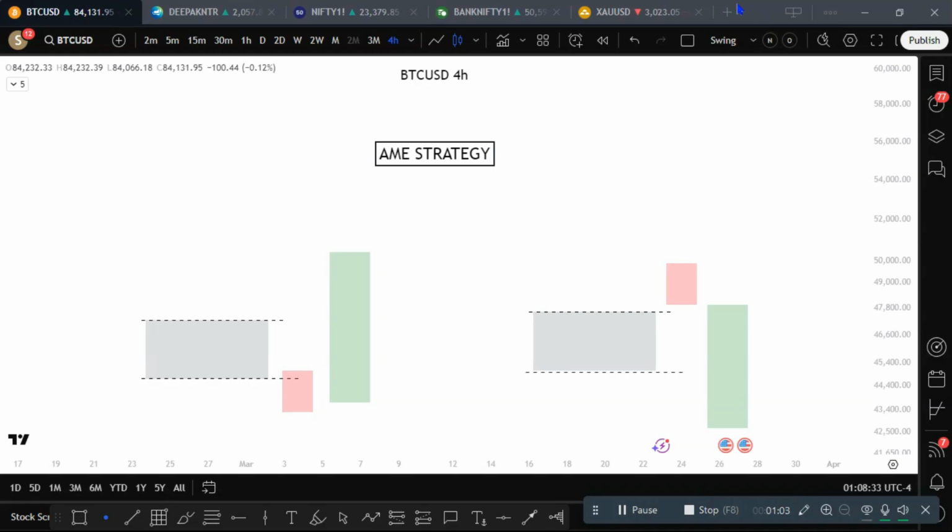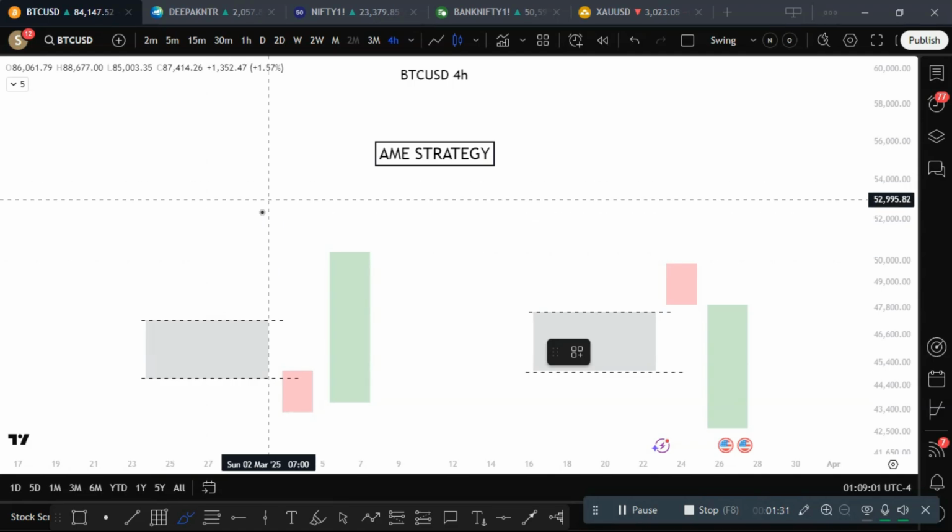The strategy name is AME strategy. AME full form means accumulation, manipulation, expansion strategy. So what we do in this, we need a sideways Asian session. We have 3 sessions in the forex market, right? Asia, London and New York. You can use this strategy on forex pairs and gold, not on indices. This is not for indices, only forex and gold.